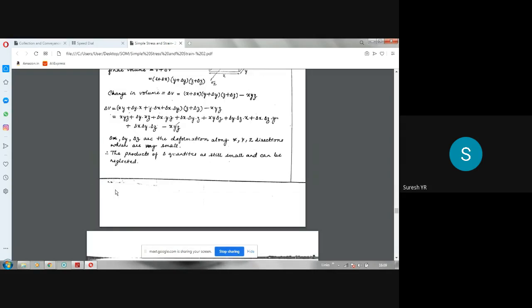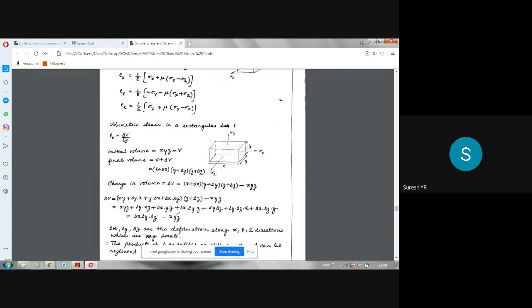EV is nothing but your volumetric strain. So volumetric strain EV is equal to delta V by V according to the definition. So delta V is now this after simplification, divided by V, which is xyz, initial volume. If you take the terms separately and simplify, you'll be getting EV. So EV, the volumetric strain, is equal to delta X by X plus delta Y by Y plus delta Z by Z. So what is the delta X by X? Delta X by X is nothing but your epsilon X. Epsilon X, this is epsilon Y, this is epsilon Z.